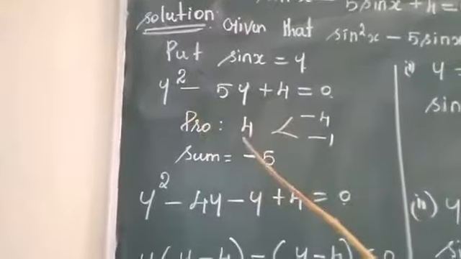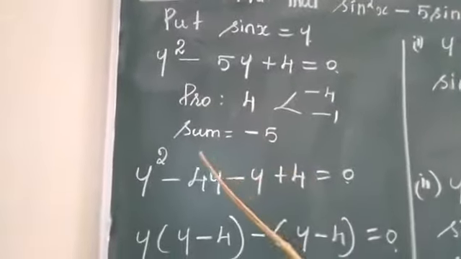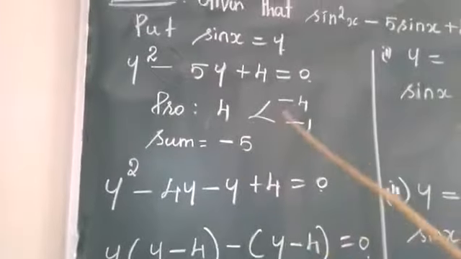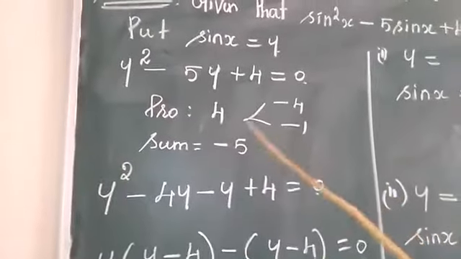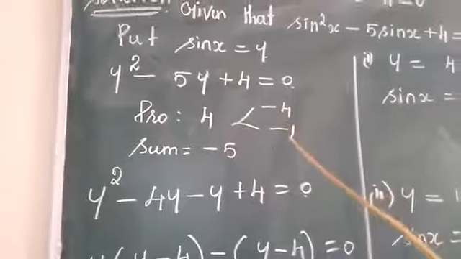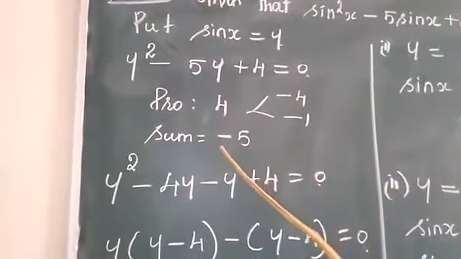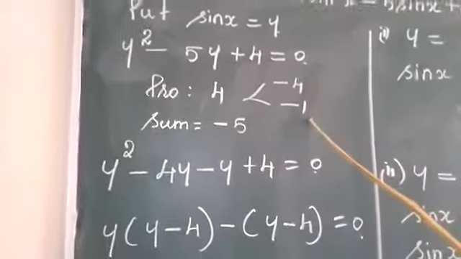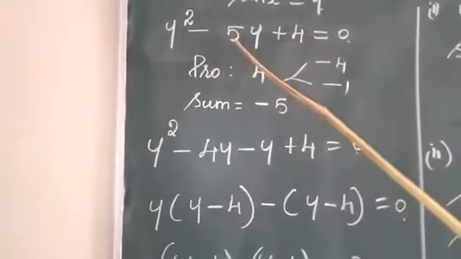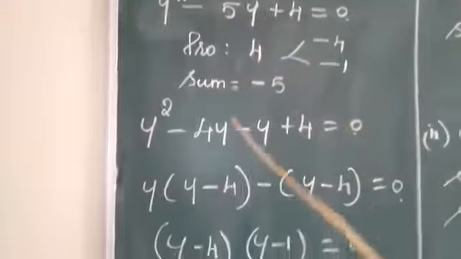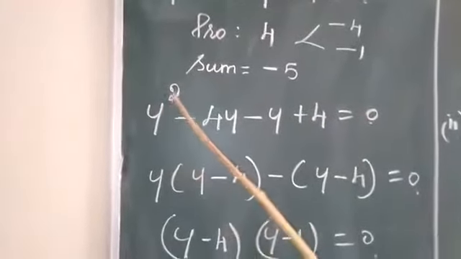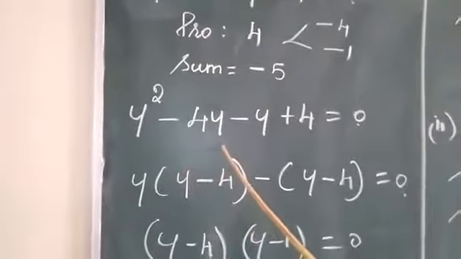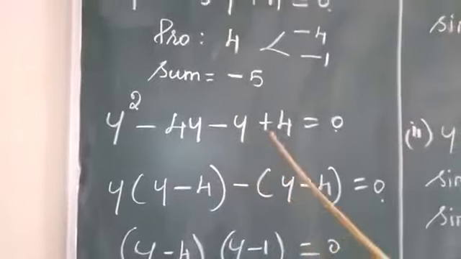Here the product is 4, sum is minus 5. The two numbers, if you multiply, we have to get 4. And the same two numbers, if you add, you have to get the sum minus 5. The two numbers are minus 4 and minus 1. Now we are splitting this minus 5y and we are writing here y square minus 4y minus y plus 4 is equal to 0.